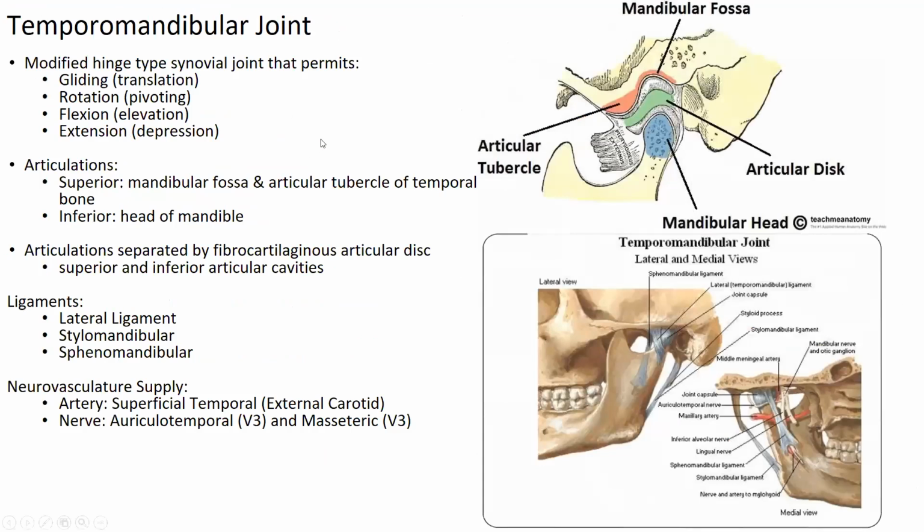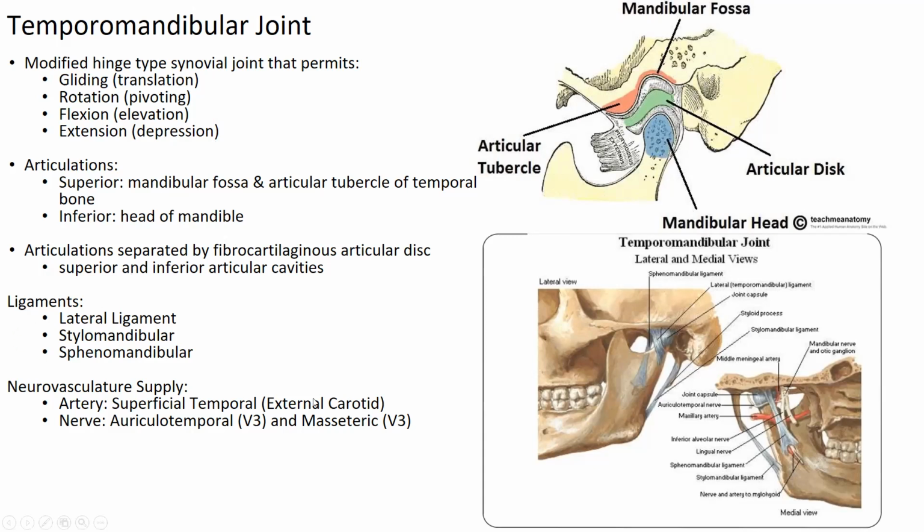I don't know if this was something that came up. I feel like it might have come up last year for us, is just what kind of a joint is the mandibular fossa and temporomandibular joint. So it's a modified hinge, and so you get a little bit more movement than just a hinge would on its own. I'll let you go through the articulations.